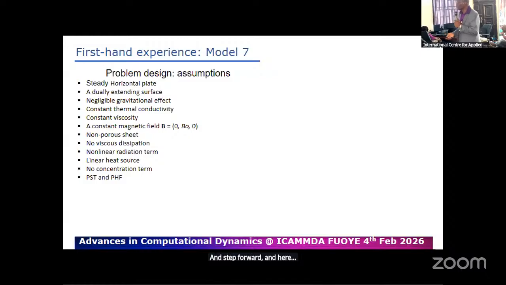And here, this is what I'm designing, and these are the design assumptions. If I have all these assumptions put into place, this problem is slightly different. Look at it: a dual extended surface. It's completely different from the previous one that we have considered. But most of the other things remain the same. There is no chemical reaction taking place, so no concentration equation. We have a linear heat source, a non-linear radiation term, no viscous dissipation, a non-porous sheet, and everything comes into play.